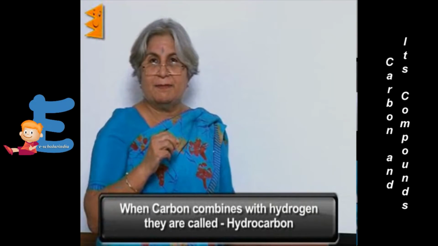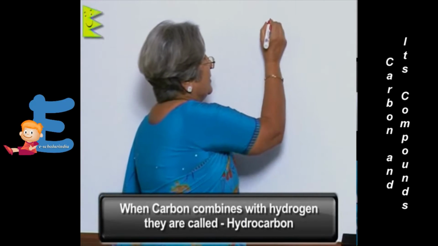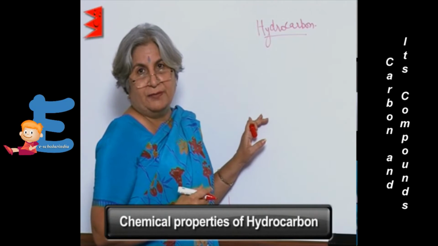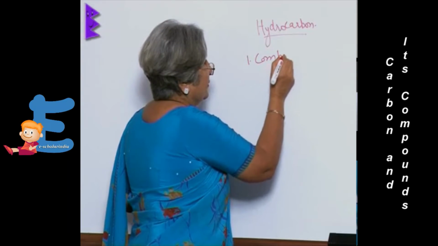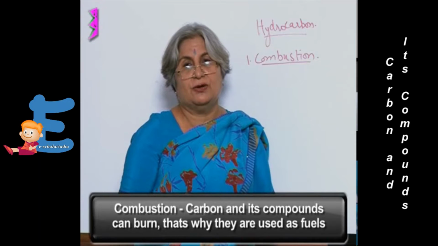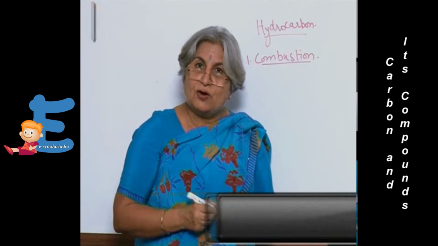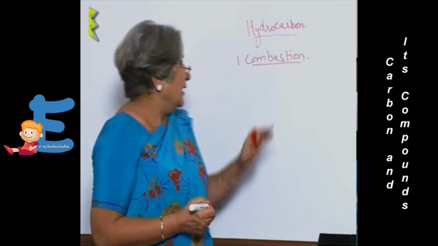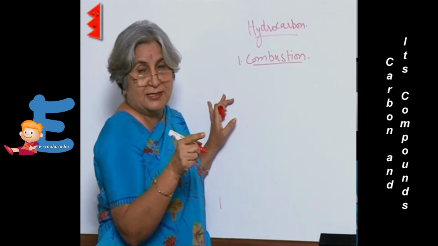So when carbon combines with hydrogen, the compounds are called hydrocarbons. There are some general chemical properties of hydrocarbons. The first property is combustion. Carbon itself and all compounds of carbon can burn. That is why they are also used as fuel. Coke and coal are nothing but carbon, and they are used as fuel. Methane, another hydrocarbon, is also used as a fuel.